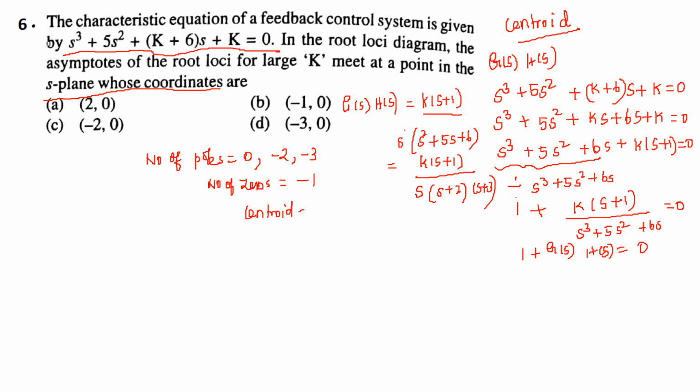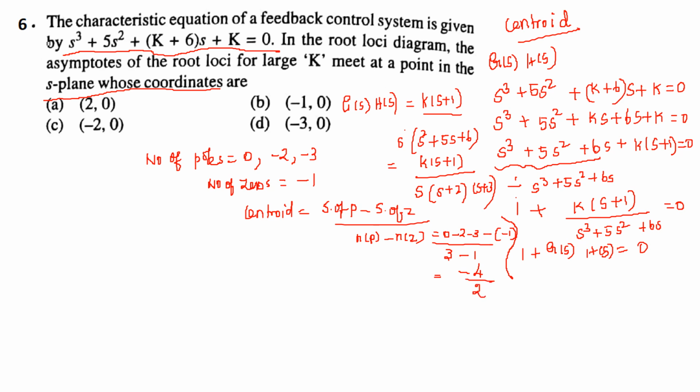Centroid is sum of poles minus sum of zeros, divided by number of poles minus number of zeros. See here, sum of poles is 0, minus 2, minus 3, minus of minus 1, divided by number of poles, which is 3, minus number of zeros, which is 1. So minus 2, minus 3, minus 5, minus 5 plus 1, minus 4, divided by 2. So what is the answer now? Minus 2. The answer C is the correct answer.